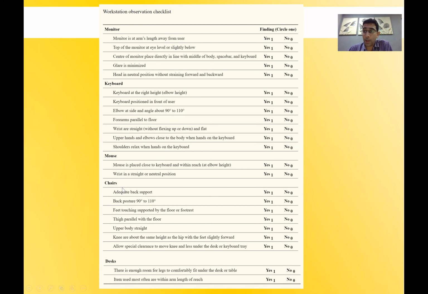There should be adequate back support. It's the most important thing. Back posture should be 90 to 110 degrees. The feet should be supported by the floor or a footrest. If you're very short and not able to reach the floor, you should use a footrest. The thigh should be parallel to the floor.